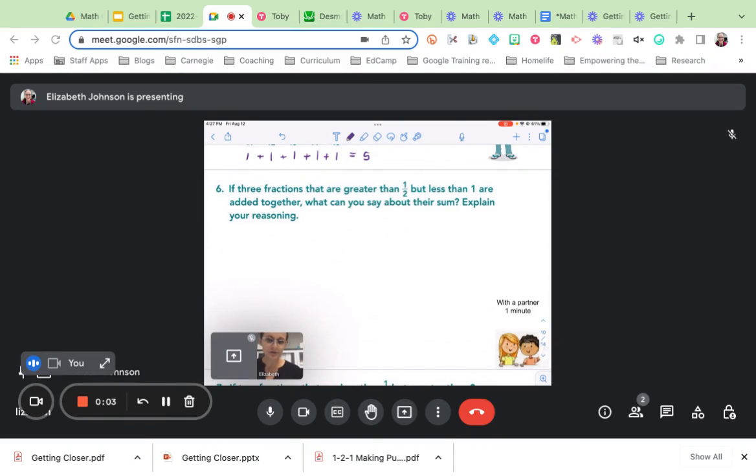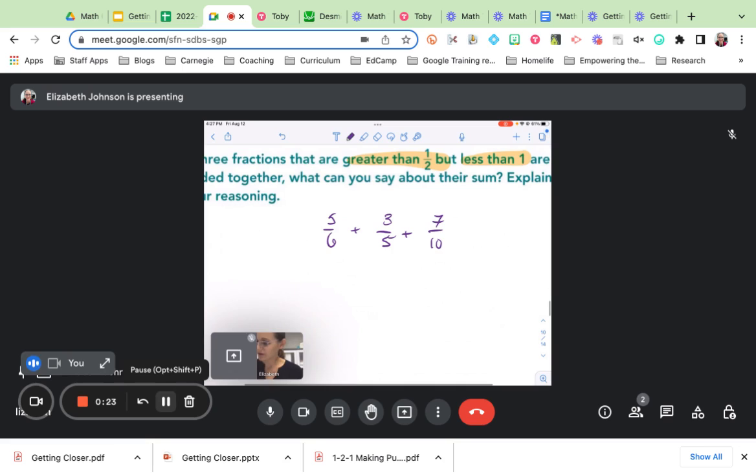So you just had some really great conversations with your partner. Let's say that you have three fractions that are greater than one half, but less than one. What can you say about the sum of those fractions if you add them together? Sometimes it's easier to work with an example, so here's an example. What if I wanted to add 5/6 plus 3/5 plus 7/10?